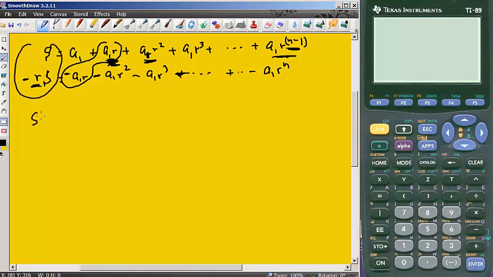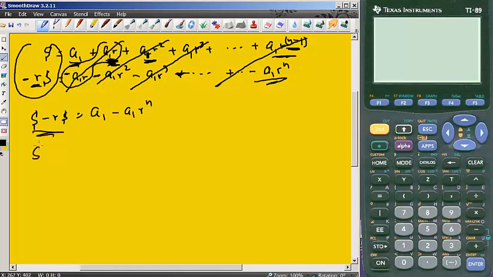I'm going to get s minus r times s, and this is going to cancel out, and of course this and this are going to cancel out, and that exact opposite is going to cancel out, and of course this is going to cancel out with the one before that, and what's just left is this here and that right there, which is a sub 1 minus a sub 1 r to the n. And when I factor out an s, I'm going to get 1 minus r in the parentheses. Here, when I factor out an a sub 1, I'm going to get 1 minus r to the n.